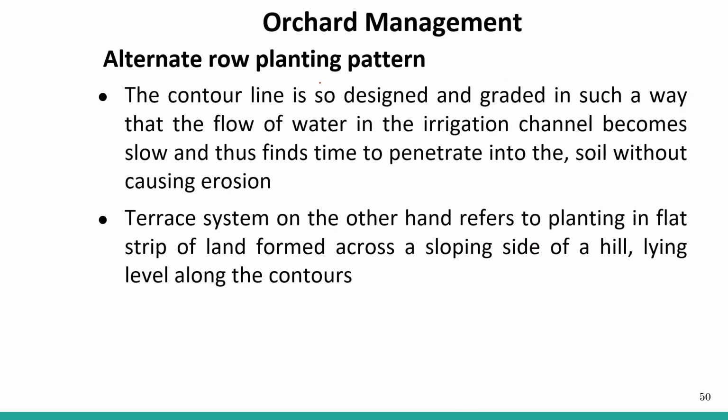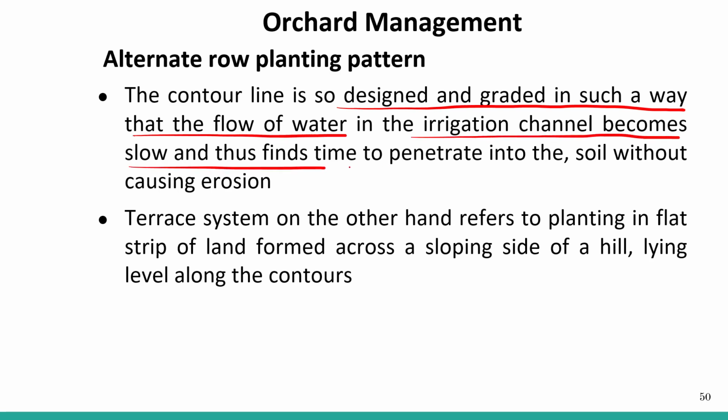The contour line is so designed and graded in such a way that the flow of water in the irrigation channels becomes slow and thus finds time to penetrate into the soil without causing erosion, right? So the contour line is designed such that the flowing water goes through an irrigation channel that allows it to go deep into the soil, and that water will be available in the form of soil moisture, so there will not be any erosion.